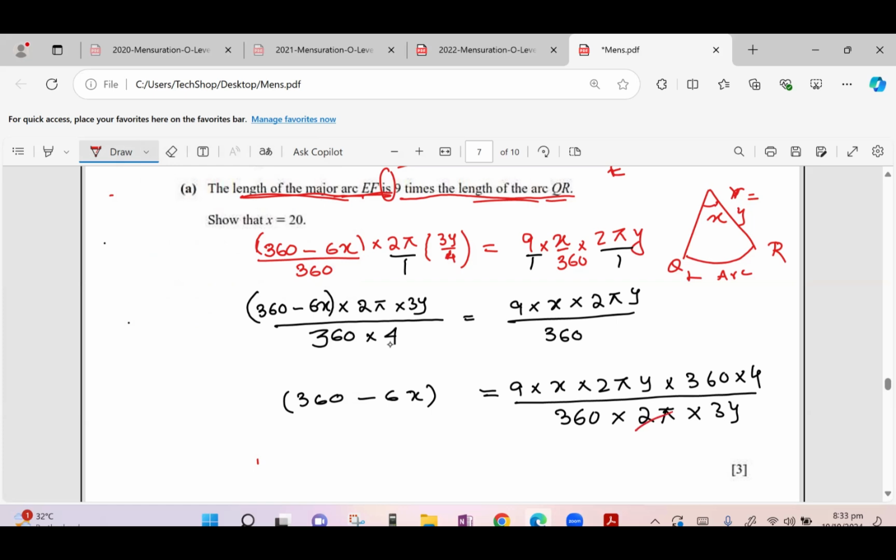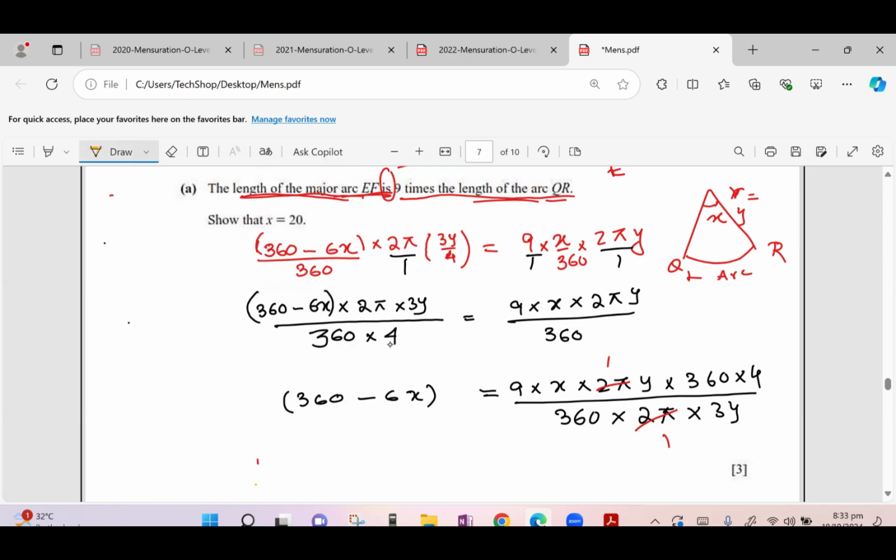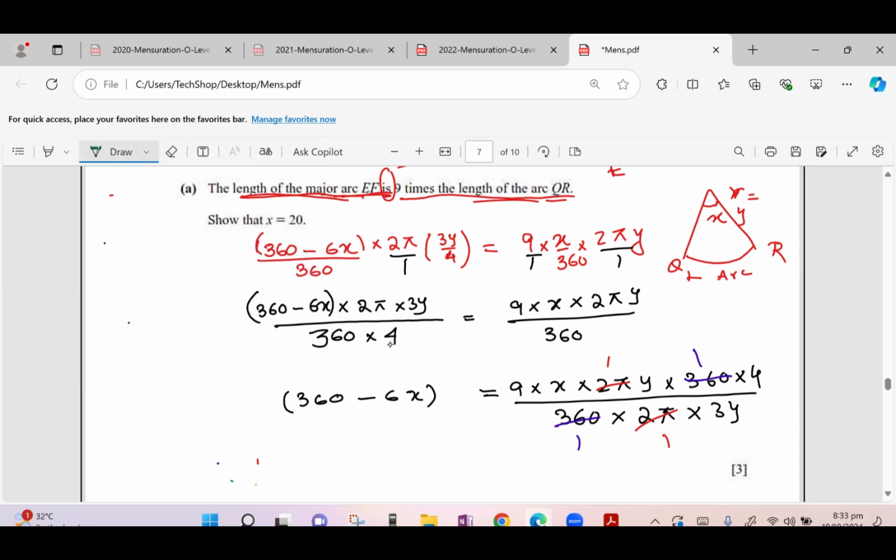2 pi times 2 pi, then cancel out. You know, 360 on the 360, 360 on the 360. Now y on the y, y on the y. Clear? Right. Now 3 on the 3. Don't multiply, just cancel. 3 on the 3, 3 3 is 9. So are you observing? All the denominators are 1 here, Ryan.